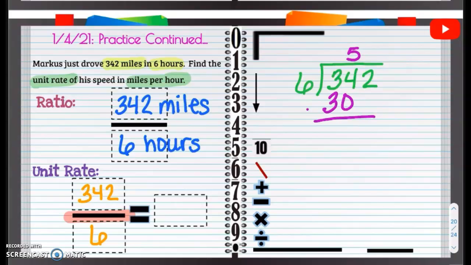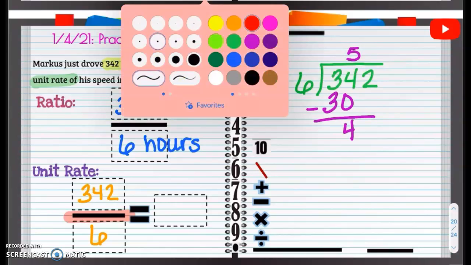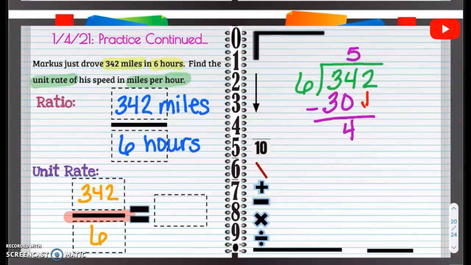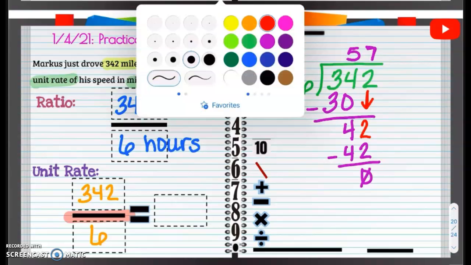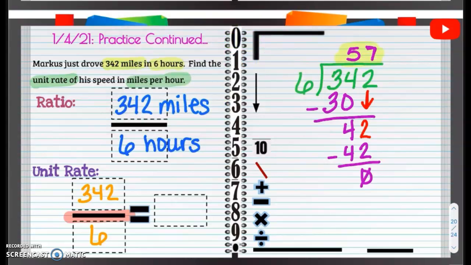Now I'm going to subtract. 4 minus 0 is 4. 3 minus 3 is 0. Now I have that 2 to bring down. So that 2 we can bring down. And 42. How many times can 6 go into 42? I know it can go in 7 times because I know 6 times 7 is 42. And then I'm going to subtract. 42 minus 42 is 0. So our answer here is going to be 57.